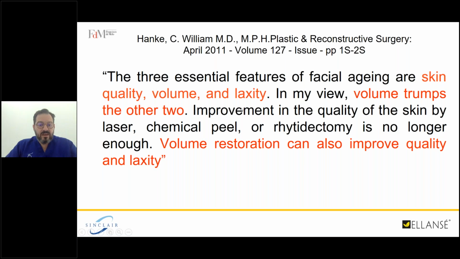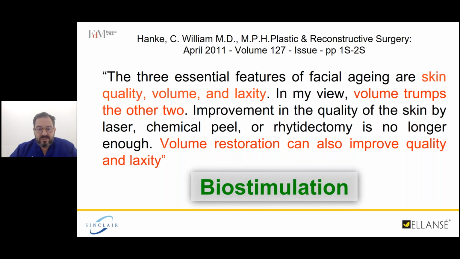Okay, there it goes. Well, when it comes to facial aging and the use of fillers, for the ones who know me, this is the kind of slide I usually use, but I come up with something very simple in this phrase. The last part is: volume restoration can also improve quality and laxity of the skin. And this, in my opinion, is when we start using the biostimulators. This is the main reason why you need to do that. And that's the advantage of Ellanse, and the advantage of the biostimulators when you can use it on these features.